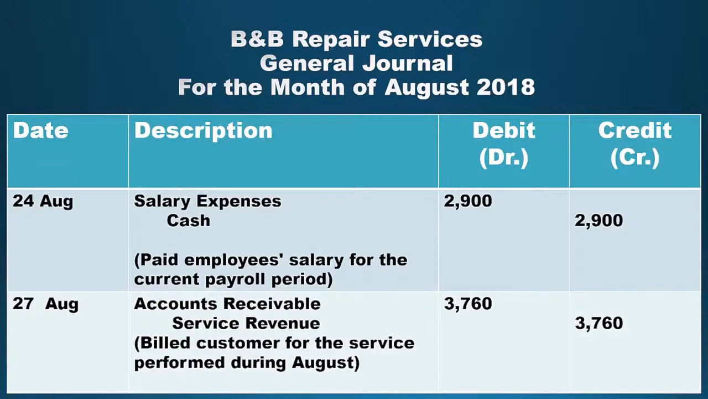Step 1. Review the journal entry. On August 24, the company paid $2,900 in salaries to its employees for the current payroll period. The journal entry for this transaction was debit salaries expense $2,900, credit cash $2,900. This means we'll need to post to the salaries expense ledger and the cash ledger.